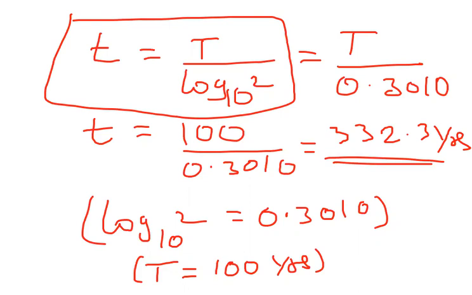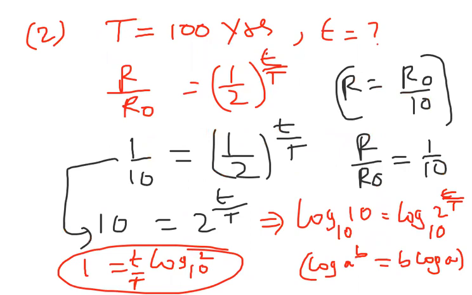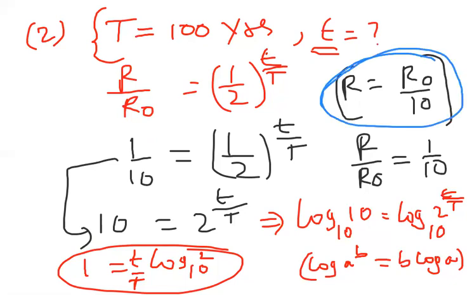But what is the question here? They have given the half-life and they are asking for the time. What is the given information? R is equal to R naught by 10, that is, the activity will become 1 by 10th of the original activity. This is the given information.